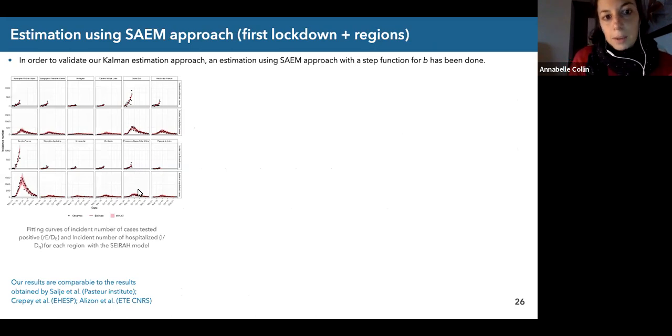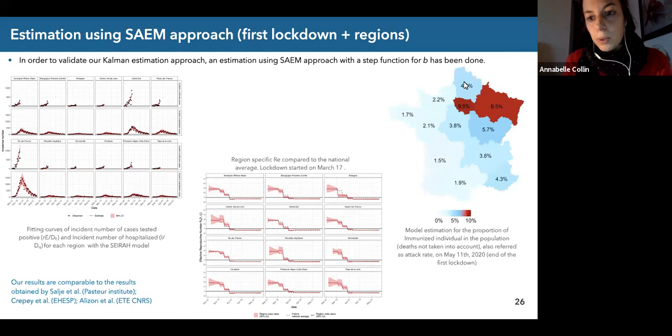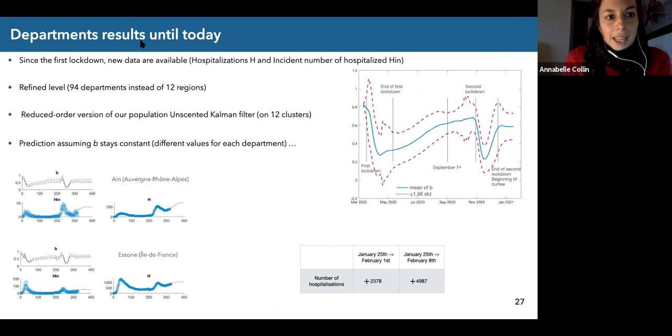And in order to validate our Kalman estimation approach, we have done an estimation using a classical SEIR approach with a step function for B. And here you have the fitting curves of incident numbers of cases tested positive and incident number of hospitalized. Here there are the evolutions of the effective reproductive number in the 12 regions compared to the national average. And here it's a percentage of population, the attack rate, sorry, at the end of the first lockdown. And once again, our results are very comparable to other studies which have been done in France at the same time.